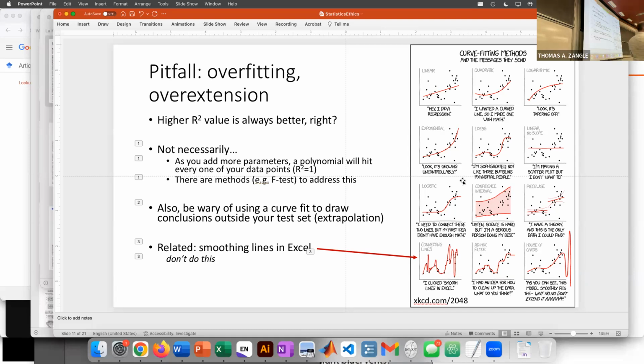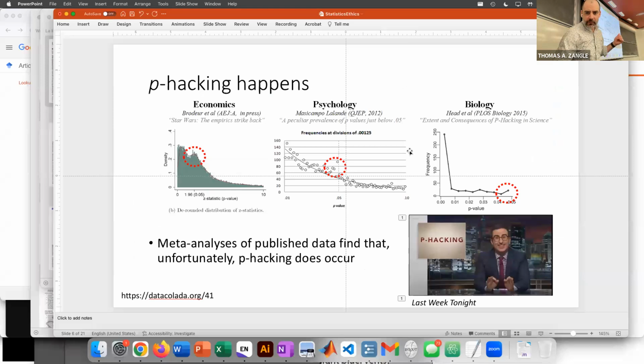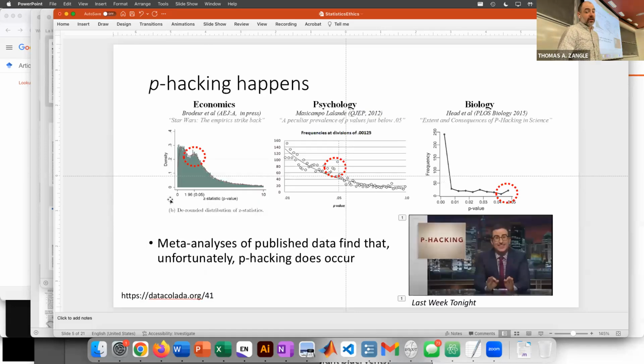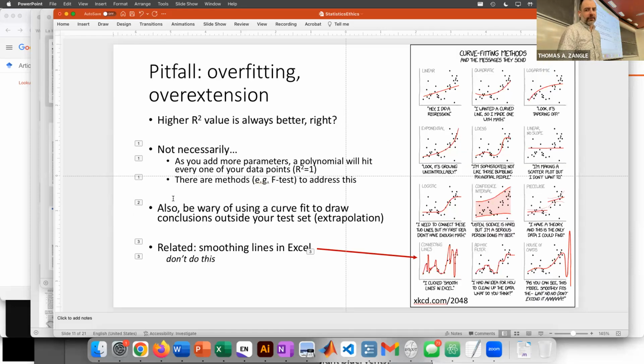So if you have a number of data points and you try to fit a line to it, if we went back even just to the example a few slides ago of student test scores versus scream loudness in decibels, we had 3 points. A line didn't fit very well, but we could have fit a parabola to this exactly, right? R squared equal to 1. Just because we have a better R squared value doesn't necessarily mean that we did better. And in fact, if we add more and more parameters, no matter how many data points, eventually we'll hit a point where a polynomial will just go through every single one of our data points.